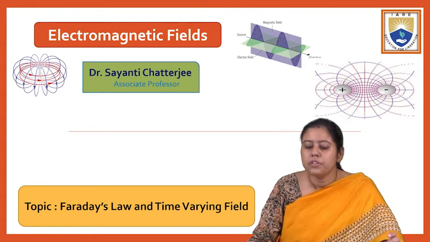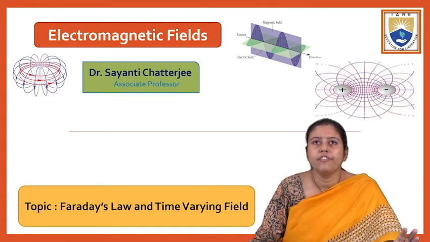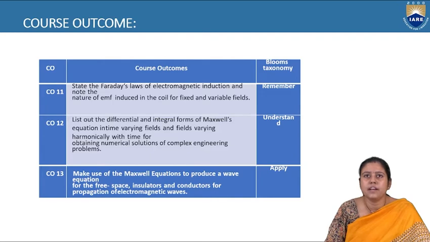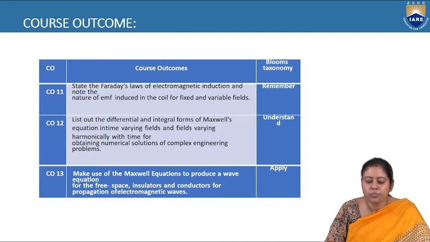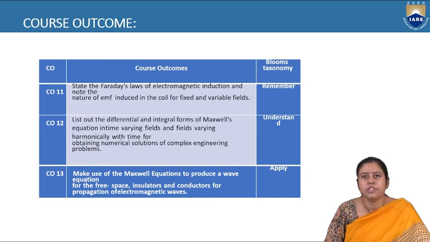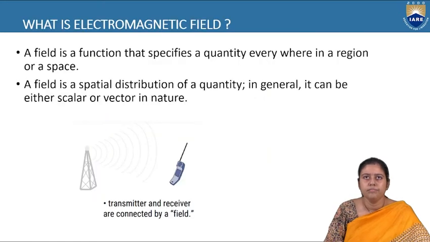So, this is the field, time varying field. In this topic, we will discuss the Faraday's law of electromagnetic induction and note the nature of EMF induced in the coil for fixed and variable fields. Number 2, list out the differential and integral form of Maxwell's equation for time varying field. Number 3, we will discuss Maxwell's equations to produce a wave equation for free space, insulators and conductors.